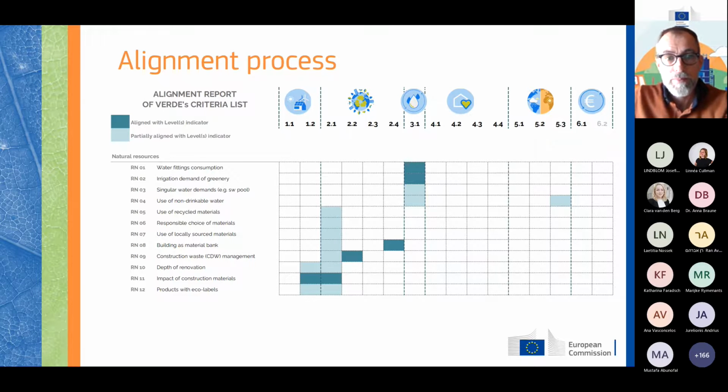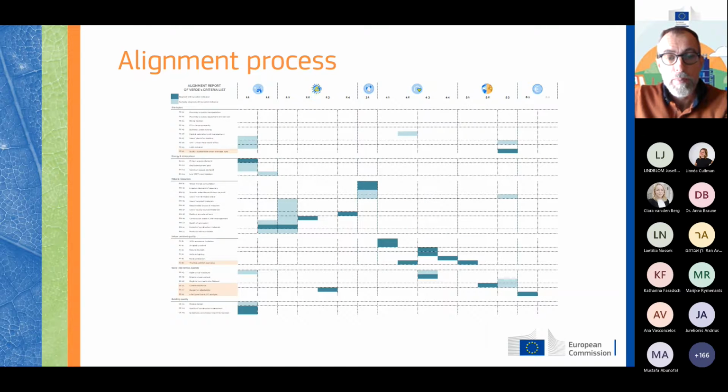The picture shows in dark blue those criteria which are fully adapted, and the others in light blue, which are related to a levels indicator but not fully adapted literally. The 5 new criteria in Verde to align with levels are marked in light orange and are sustainable drainage, aligned with levels 5.3, thermal comfort scenarios, resilience to climate change, design for adaptability, and life cycle costs.